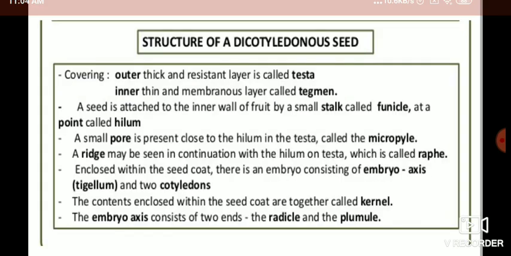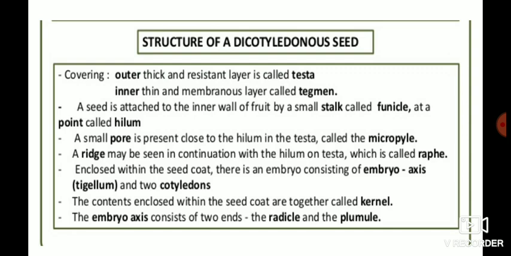Now some important structural details of a dicotyledonous seed. First of all, its covering, which is known as seed coat. There are two coverings in the seed coat: the outer thick and resistant layer, which is called testa, and the inner thin and membranous layer called tegmen.